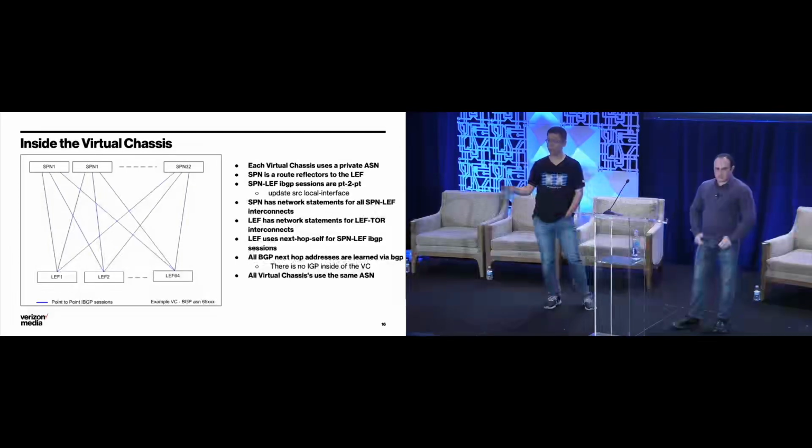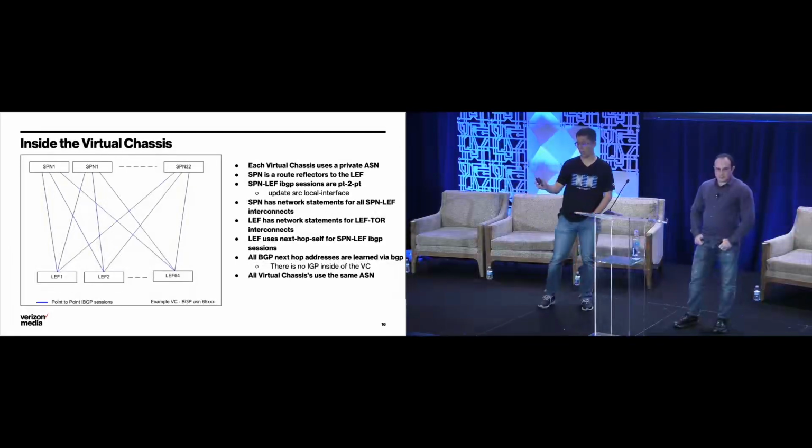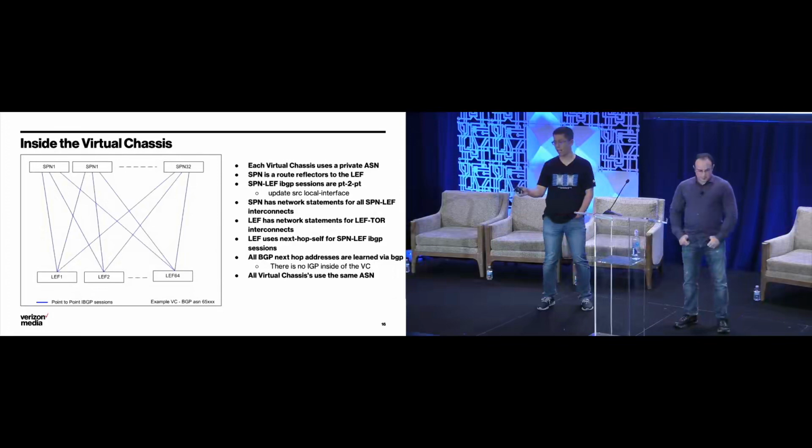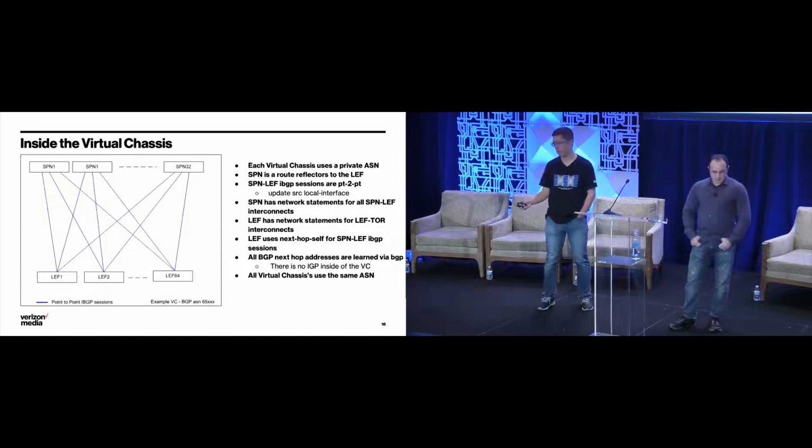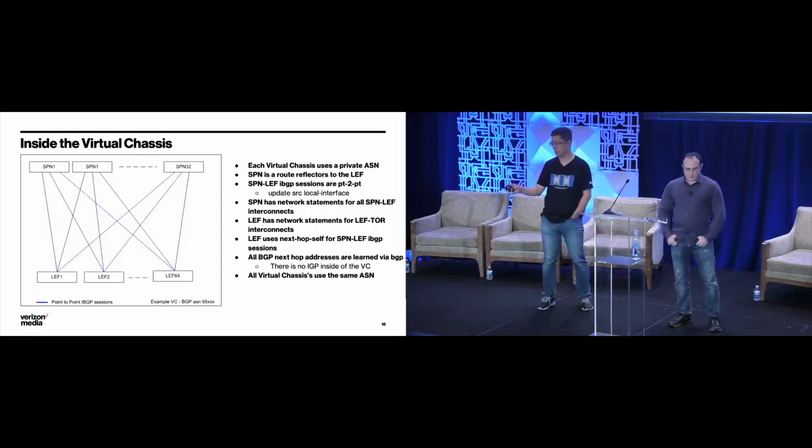Here's the zoom in of each of the VCs that I previously mentioned that only has one AS number, because then we run IBGP internally in each of these VCs. Spines, in these cases, are route reflectors for the leaves. And spine-leaf IBGP sessions are point-to-point. So therefore, we are using update source with local interfaces.